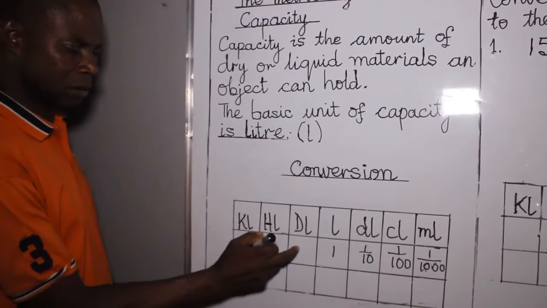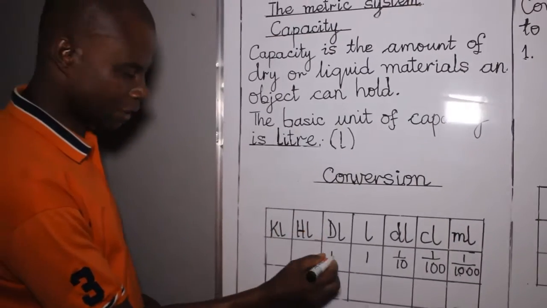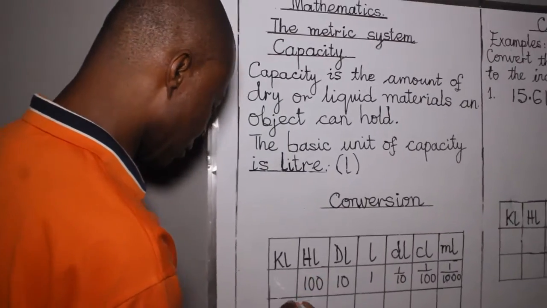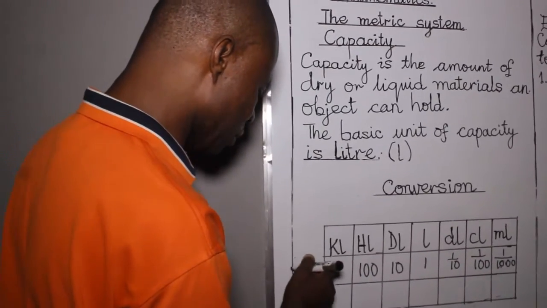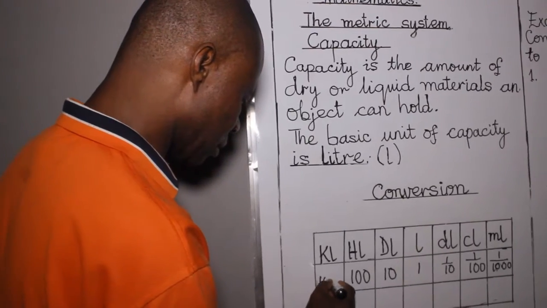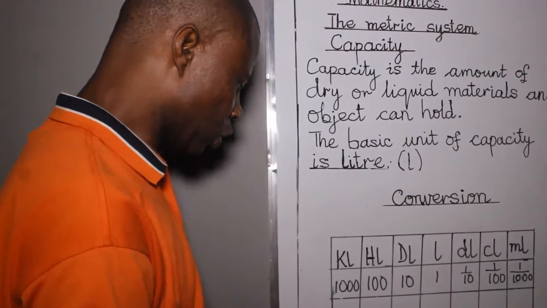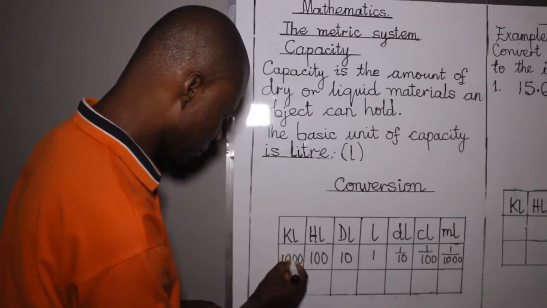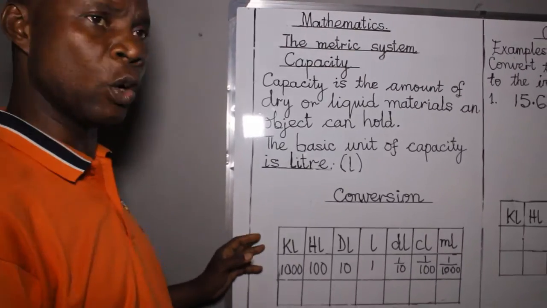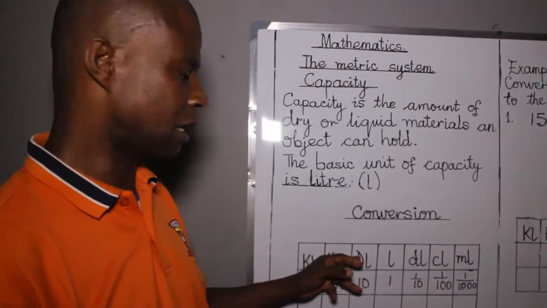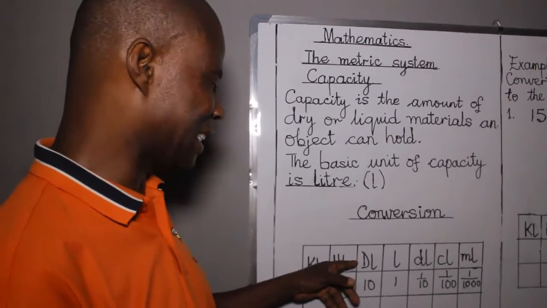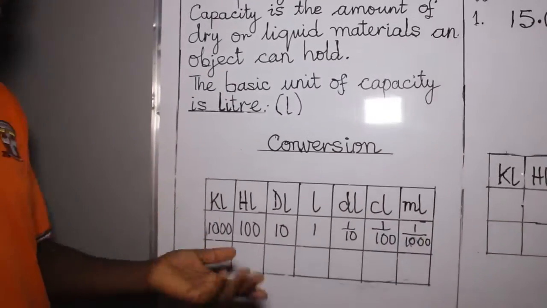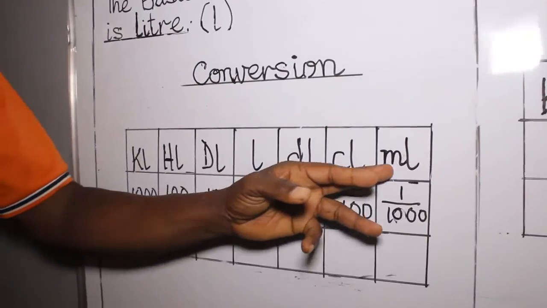Now, when it gets here, it becomes 10. That's decaliter. When it gets here, it becomes 100, hectoliter. And when it gets to this column, it becomes 1000, kiloliter. So we have kiloliter, hectoliter, decaliter, not deciliter. Please take note. Decaliter. This is liter, this is deciliter, and that's why it's denoted with a small letter for easy identification. This is centiliter and this is milliliter.